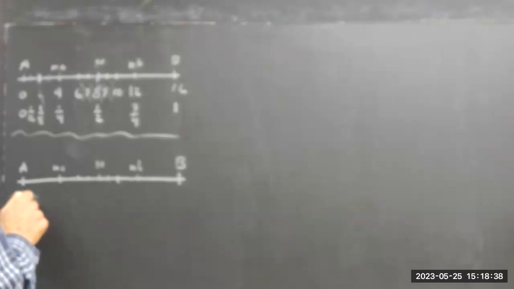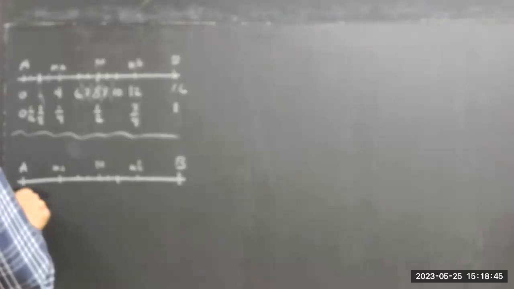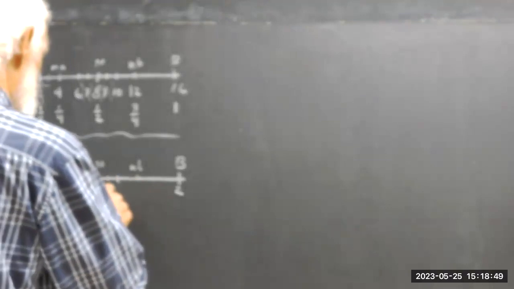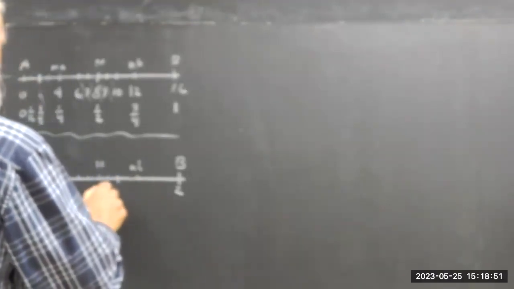Whoops, I want -2. I want the 46. Okay, -2 to 2. The midpoint from -2 to 2 is 0.